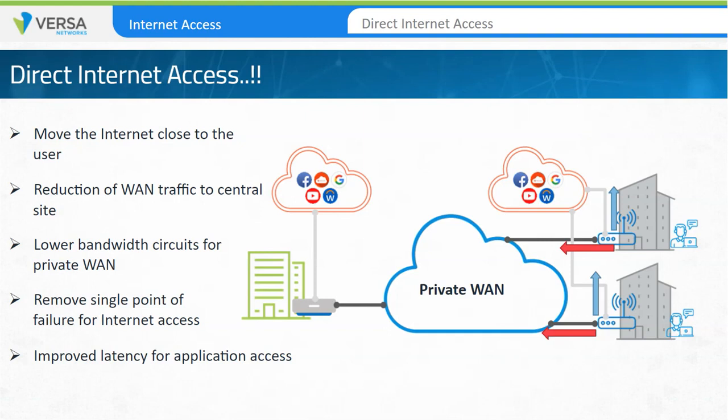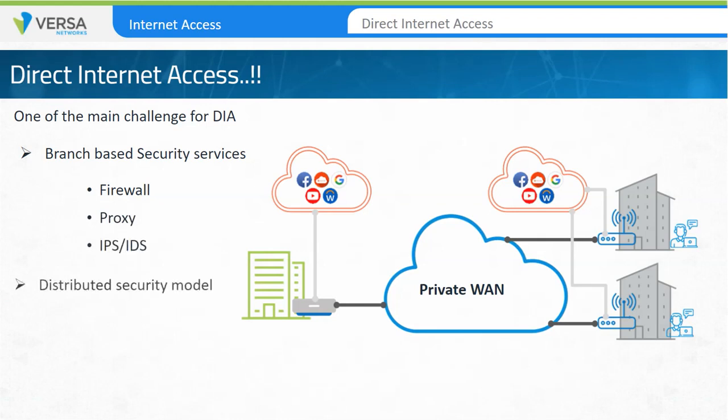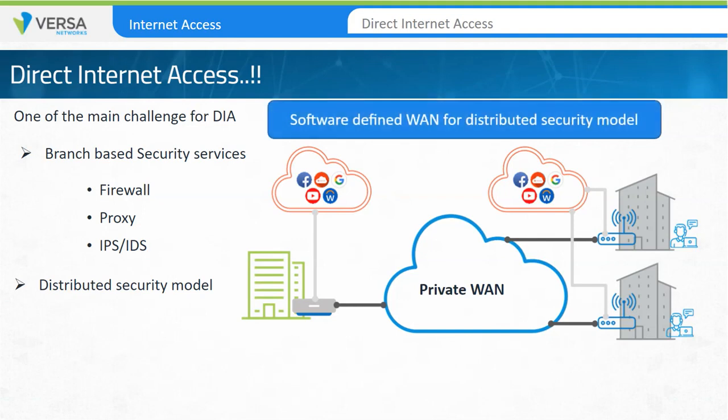One of the main challenges with DIA is the need for branch-based security services. Because the security services are no longer centralized, the same types of services must be implemented on each site, which may include firewall, proxy server, and IPS/IDS services. This creates a distributed security deployment instead of a centralized security deployment. This challenge is met by software-defined WAN solutions, where the security services are built into each branch device and are managed centrally through software.